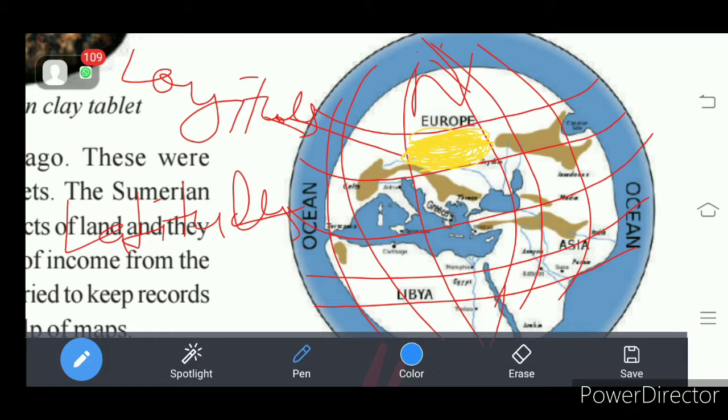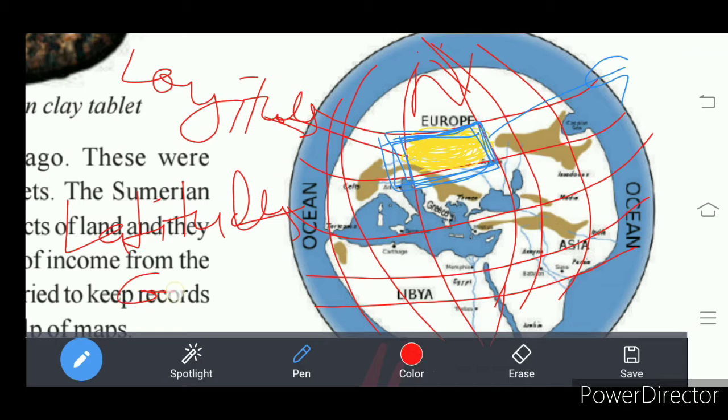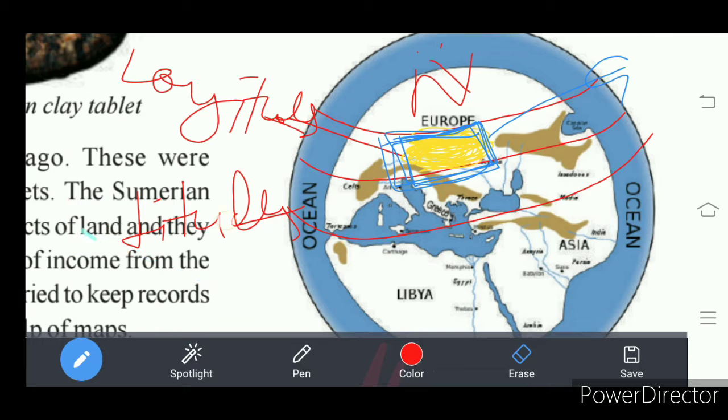Now look here, with the blue I am drawing. A square box is formed here. It is formed with the help of latitudes and longitudes, this box. This is called a grid. G-R-I-D, grid. A grid is formed with the help of latitudes and longitudes, and this will show the accurate location of the place.